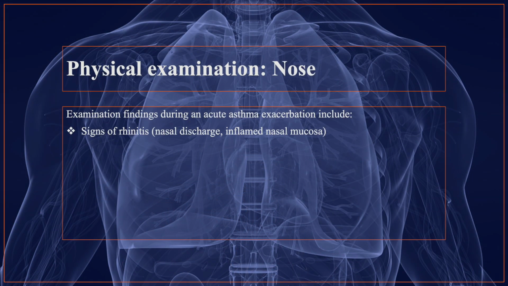During physical examination of the nose, findings associated with an acute asthma exacerbation include signs of rhinitis, such as nasal discharge and inflamed nasal mucosa. Observe the lips for color, moisture, ulcers, or cracking.